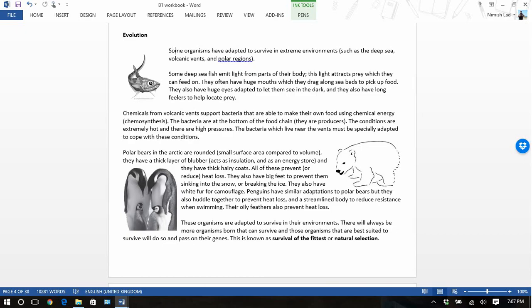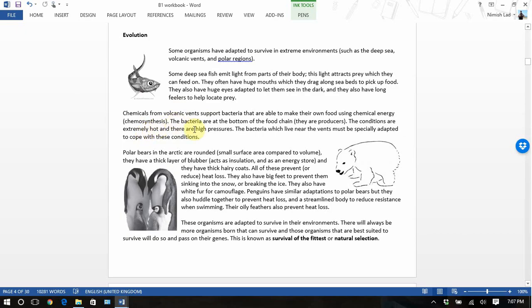Some deep sea fish emit light from parts of the body. This light attracts prey which they then feed on, and they have huge mouths that they can drag along the seabed to pick up loads of food that's there. But also they have huge eyes that allow them to see in the dark. They also have feelers which help them locate the prey, so they drag them along the floor.